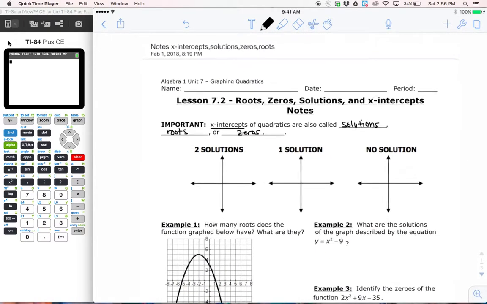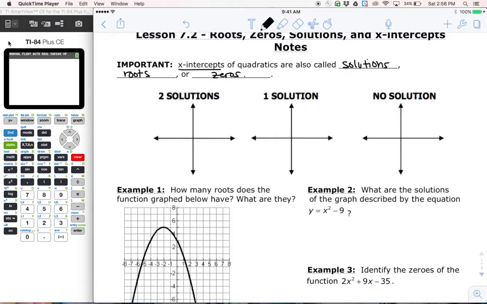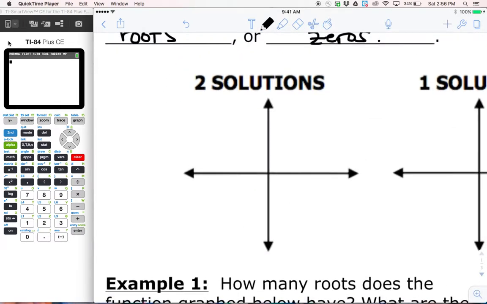So in this video, in these notes, I tried to interchange that vocabulary as much as possible to just get you used to it. So just know that these are all referring to the same types of points. Now, if we have two solutions, it means our quadratic is touching the x-axis twice. That's all that means. So it could look like this, could also look like this. Just means that we have it touching the x-axis twice.